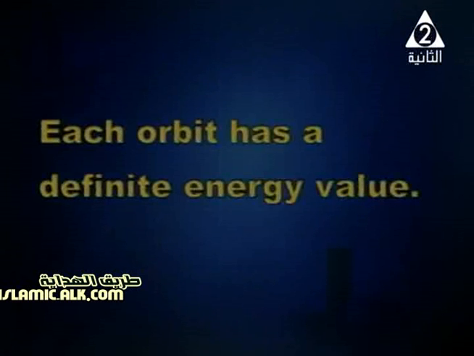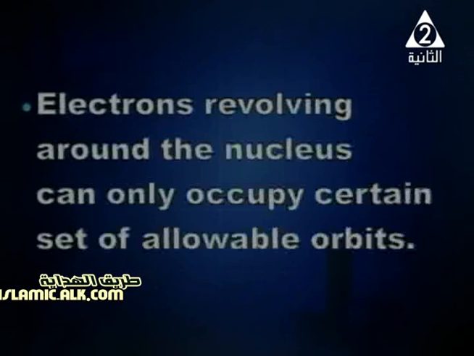Each orbit has a definite energy value. Electrons revolving around the nucleus can only occupy certain set of allowable orbits. Let me say it again. Electrons revolving around the nucleus can only occupy certain set of allowable orbits.